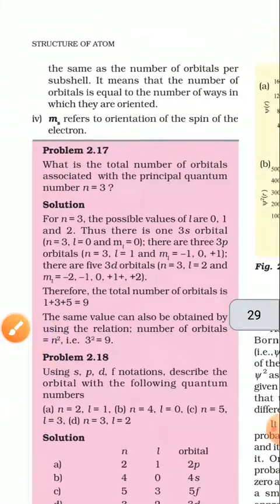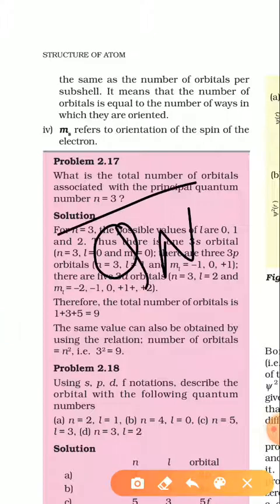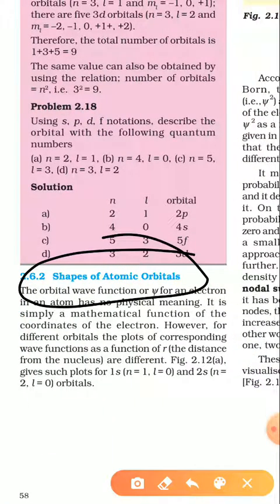These are the scenarios of the principal quantum number, azimuthal quantum number, magnetic quantum number, and electron spin quantum number. All the quantum numbers have been discussed. In the coming classes we will discuss more further. Next class we will discuss the shape of the atomic orbitals.